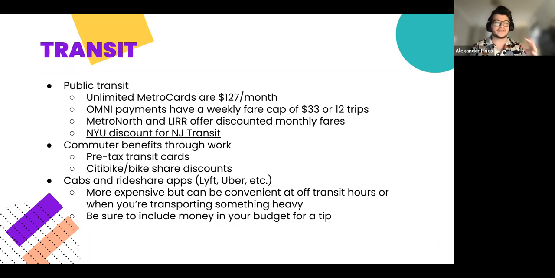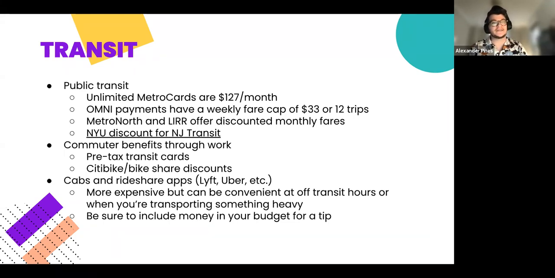Other railroads like Metro North or Long Island Railroad offer discounts if you buy a monthly pass. NYU students can also benefit from a discount program we have with New Jersey Transit. So if you're still a student here and you're commuting from New Jersey, or you're planning on moving to someplace like Jersey City, there's a discount.